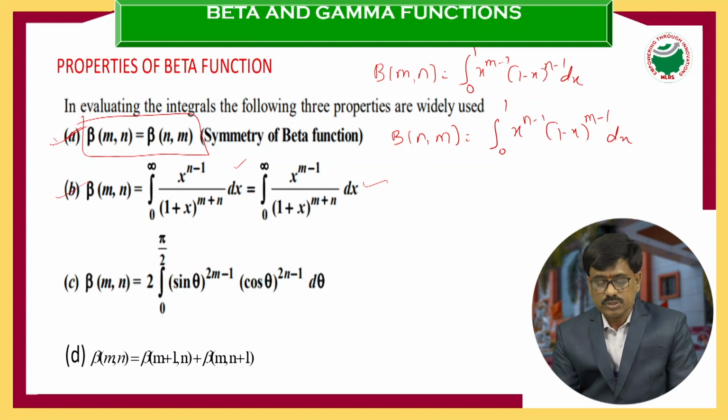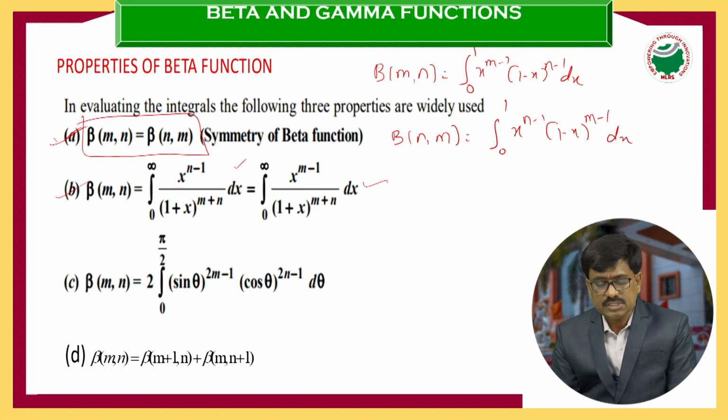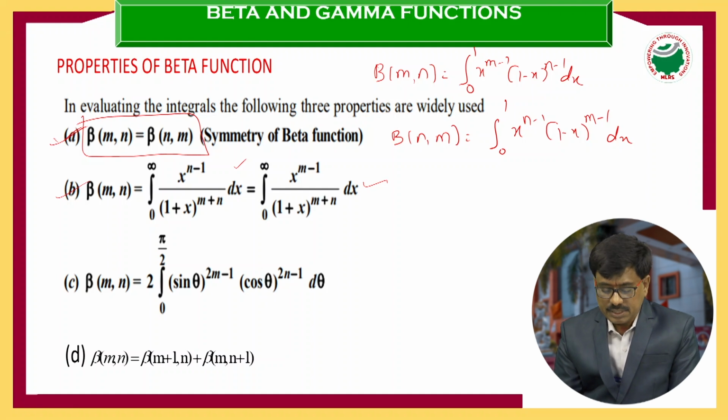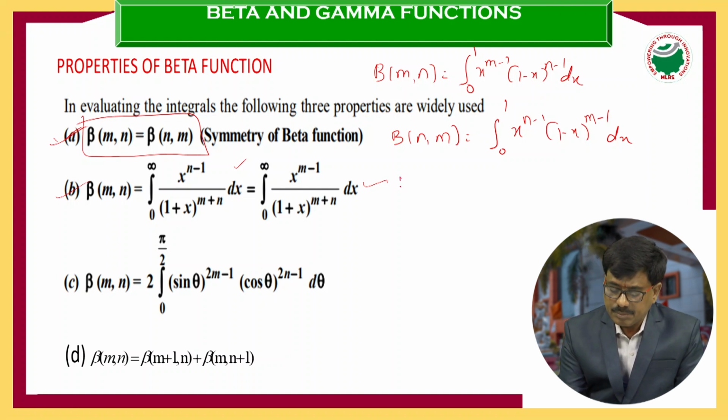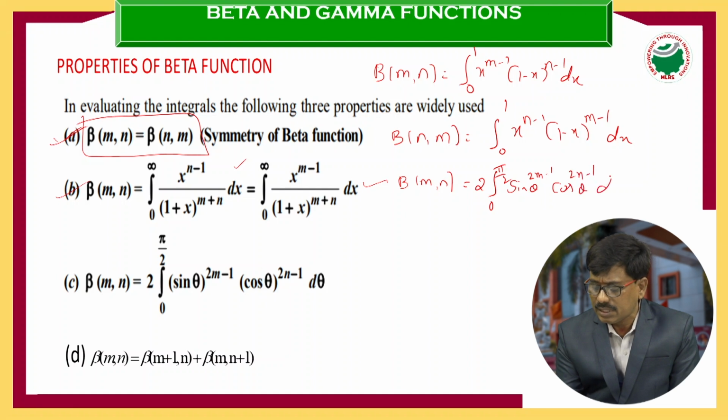Okay, let me talk about the third property of the beta function, which is called the trigonometric property. How do you write the trigonometric property for the beta function? Beta of m comma n is equal to the integral from 0 to pi by 2 of sine power 2m minus 1 theta cos power 2n minus 1 theta into d theta.